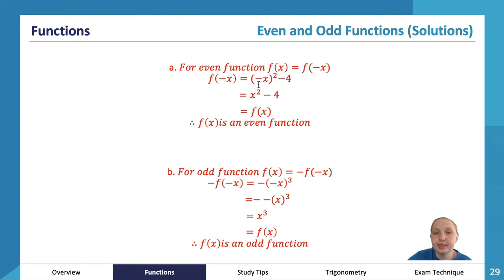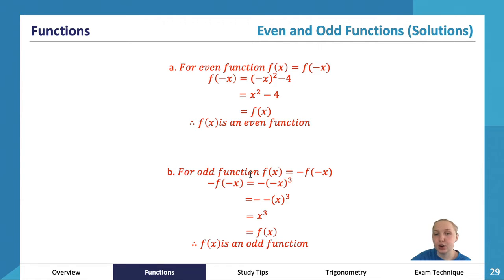So then here we're going to end up with (negative x) all squared minus 4. Once we do this square, we know that if we square a negative, we just end up with the positive. So we're going to get x squared minus 4, which is equal to our original f(x). So therefore we can say f(x) is an even function. And it's as simple as that to prove that something is even.